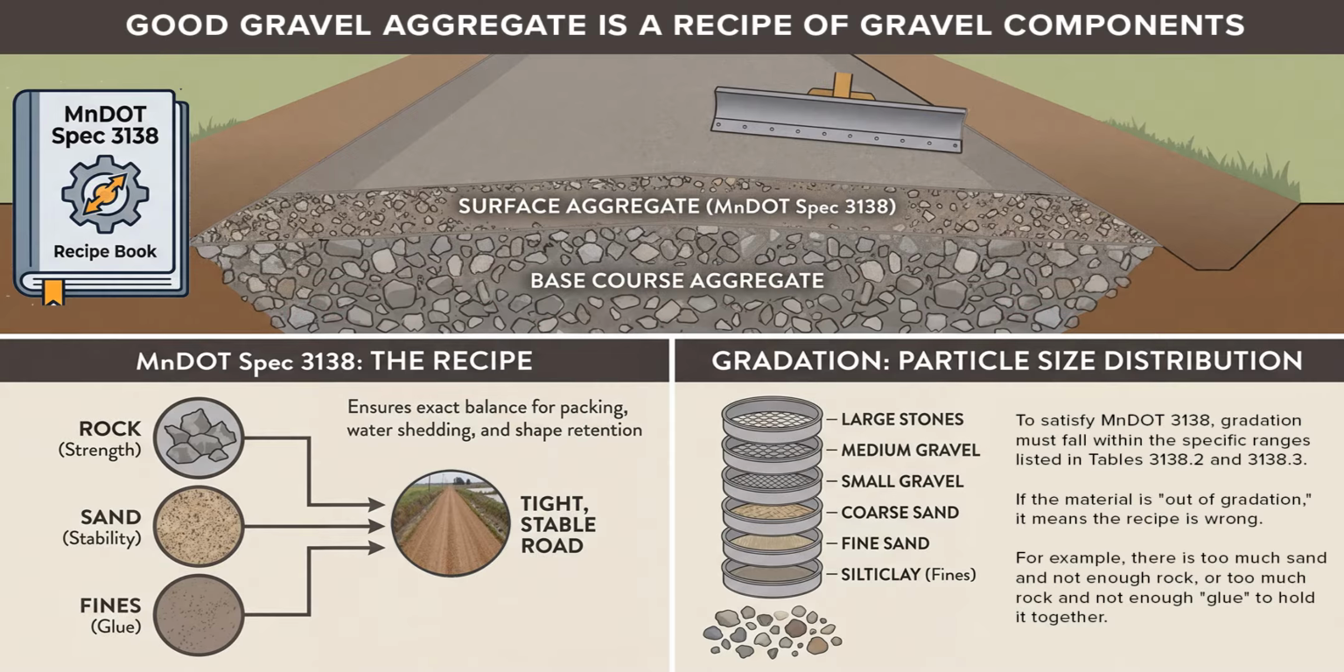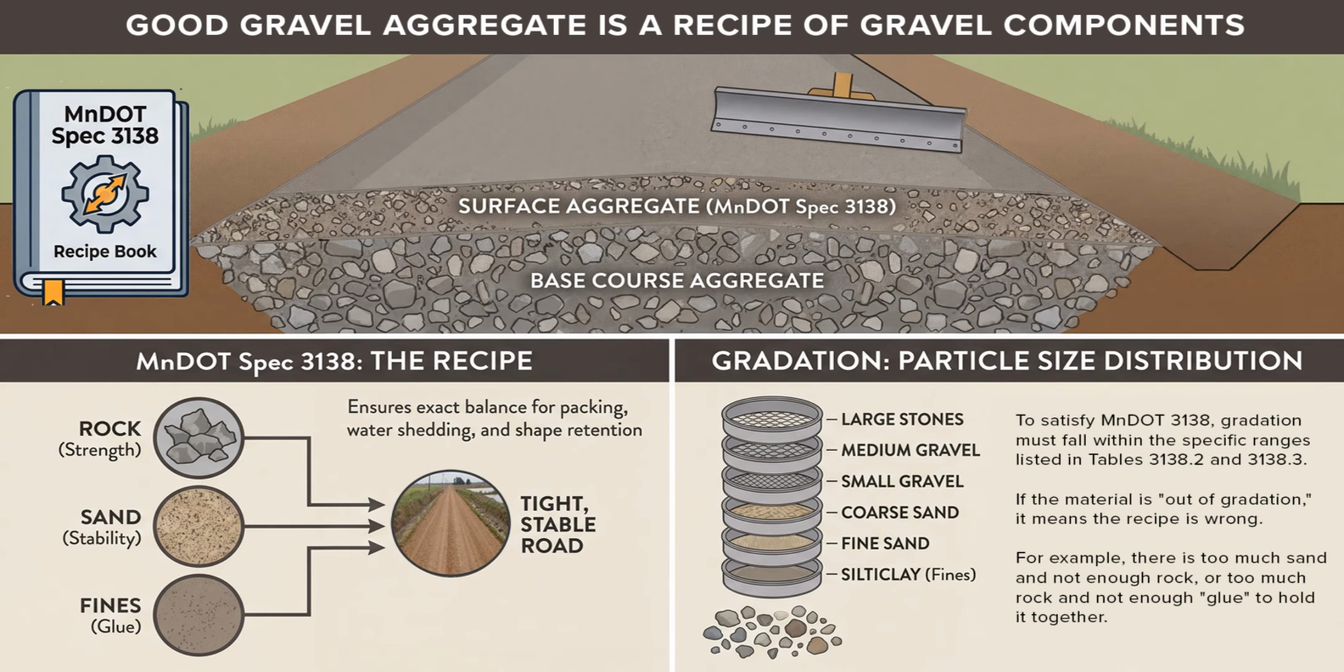Learning Objective 1. Identify the components of good gravel. For a gravel road maintenance operator, MnDOT Spec 3138 is the essential rulebook that ensures the aggregate delivered to a job site will actually perform under the blade and traffic.